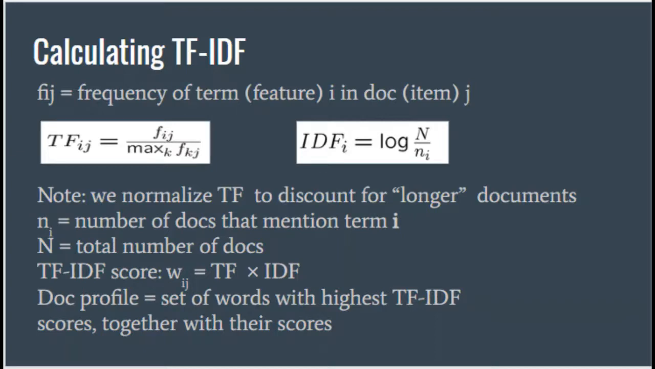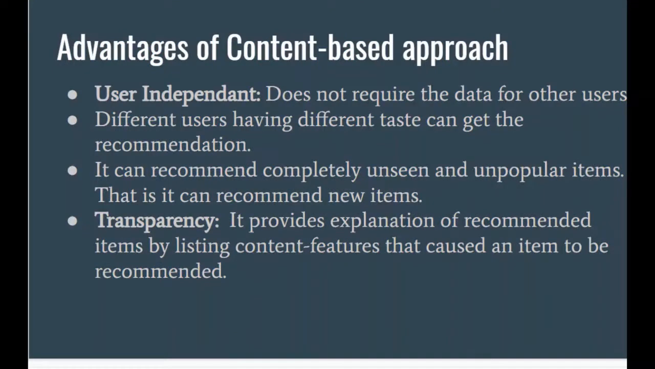Hi, I'm Snehal from Group 6, and we are talking about advantages and disadvantages of the content-based approach. Starting with the advantages, it does not require the data of other users. It's independent. Different users having different tastes can get recommendations. It can recommend completely unseen and unpopular items, that is, it can recommend new items. It provides explanation of recommended items by listing content features that caused an item to be recommended.